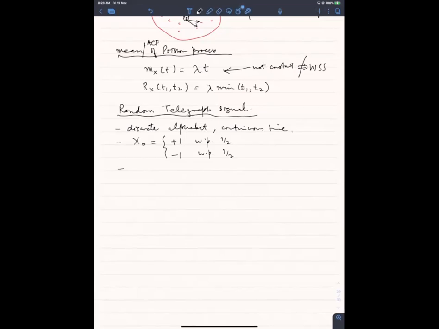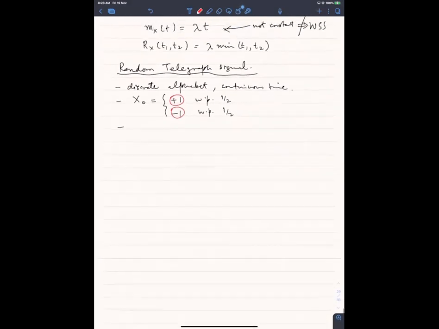Now, this random process can only take 2 values. या ये +1 ले सकता है या -1 ले सकता है. And you start with +1 or -1 randomly. एक कॉइन टॉस कर लिया, स्टार्ट कर देंगे या +1 से या -1 से. So एक सैंपल फंक्शन हम इसका ड्रॉ करते हैं.